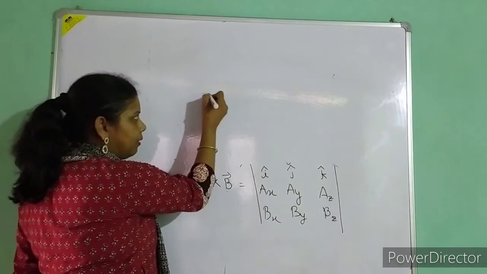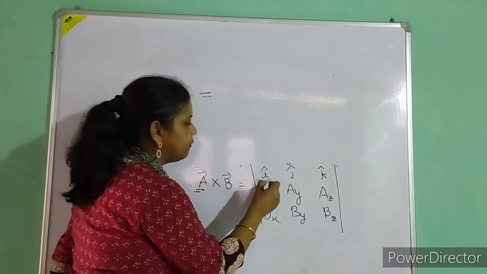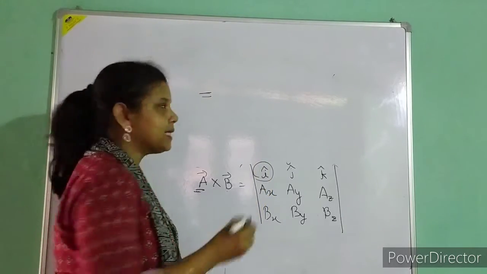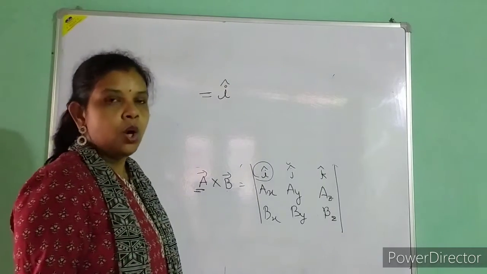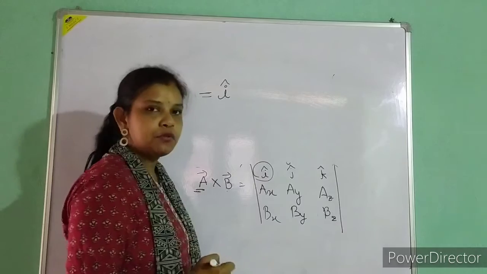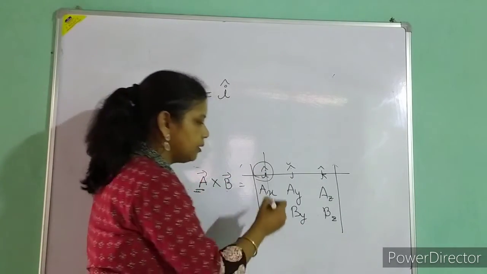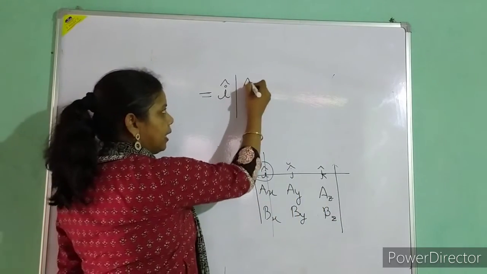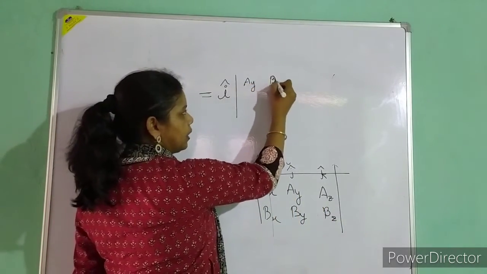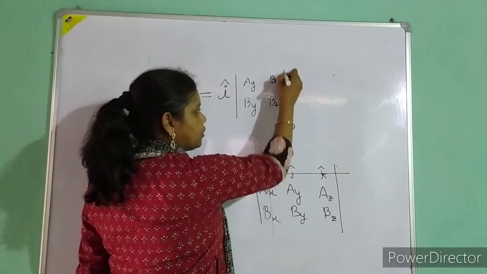I am writing at the top. Now see. First of all, I will consider the first digit, that is i cap. So I will write i cap like this. When I take i cap, I have to think that this row is not there and this column is not there. So what is left out? I will write AY, AZ, BY, BZ. So this is my first step.